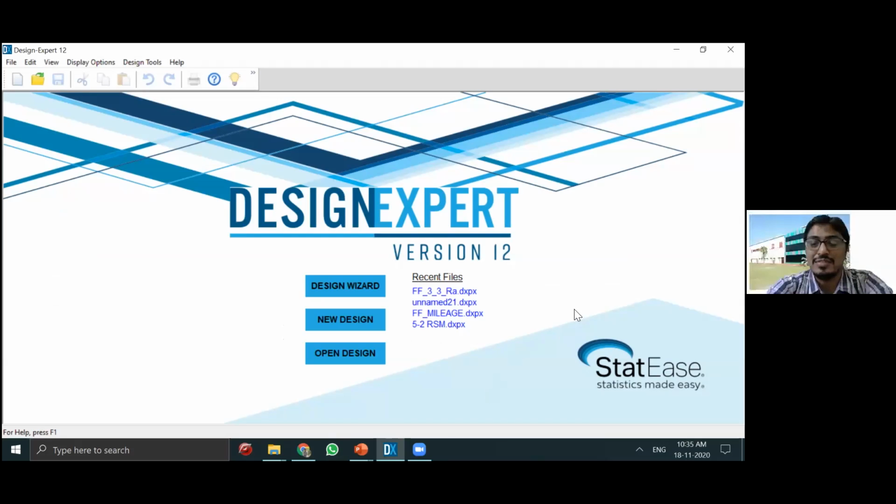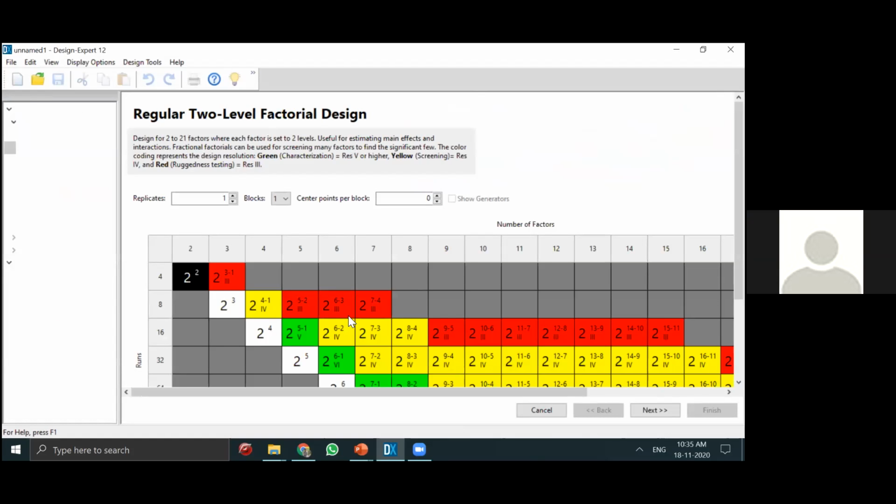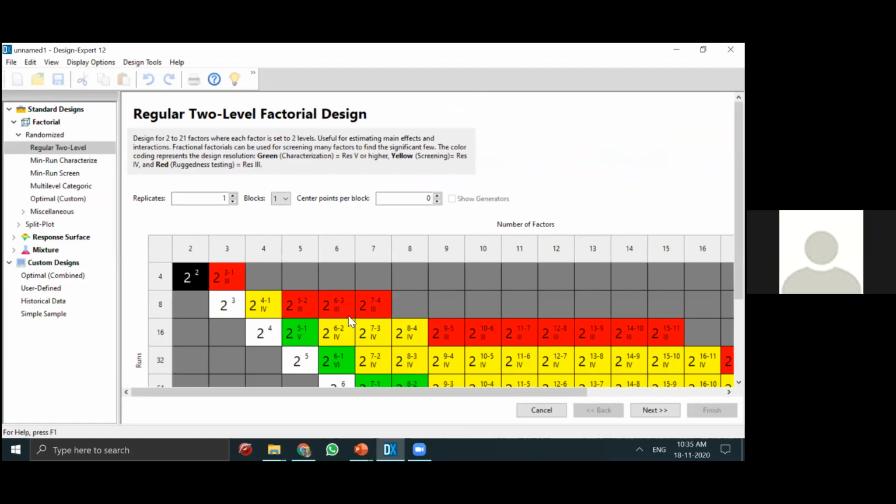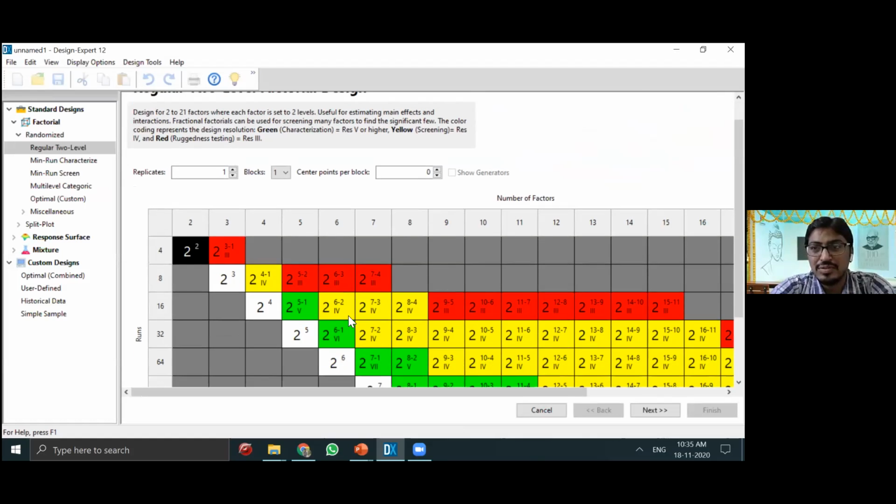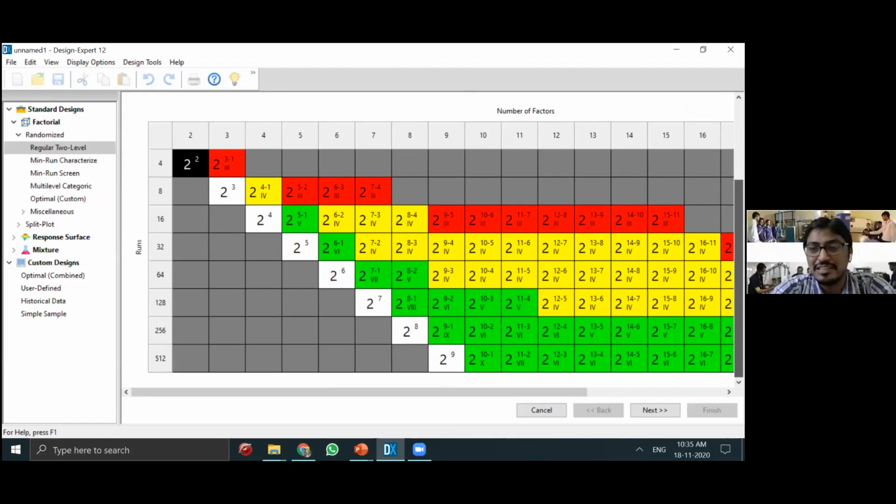Okay. Thank you. So now I would like to go for a new design. If you've already done some design and some recent files are there, I can open it directly, or else I'll go for a new design. With this new design, if you see, these are two-level fractional factorial designs. This is the chart I was showing you yesterday. Green, yellow, and red are actually fractional factorials, and the whites are full factorial experiments.